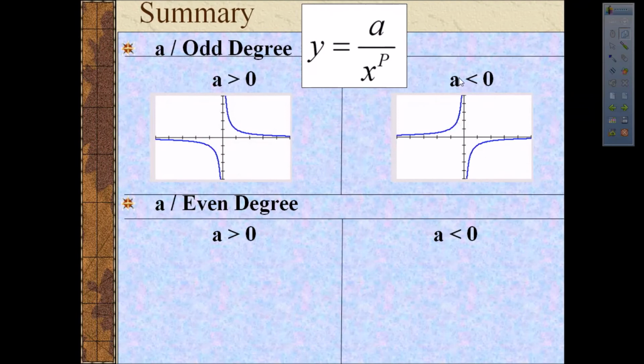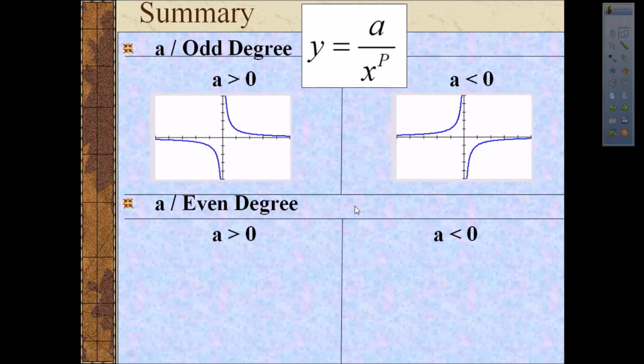And that a value, again, can stretch the graph or it can squash the graph down. A bigger than 1 will stretch the graph farther and farther away from the origin. A closer to 0 will push that graph closer and closer to the origin. And this is true for any odd degree inverse power function. That is, when the power of x is 1 or 3 or 5 or 7 or so on.